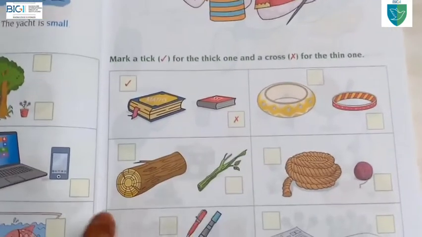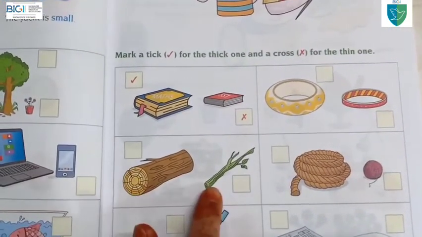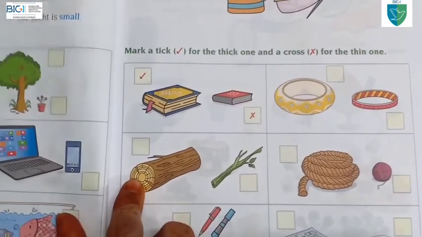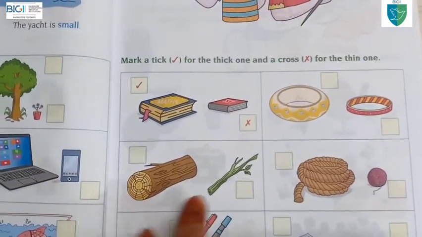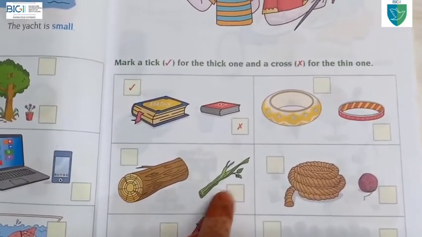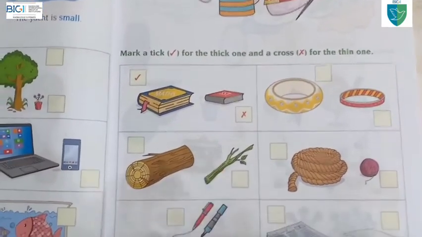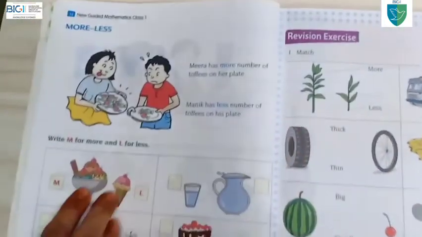Now look at these two pictures. This is a log and a twig. The log is thick. So what do we do? We have to put a tick mark to the thick log, while we have to put a cross mark to the thin twig. The rest of the three you will do. Now turn to the next page.